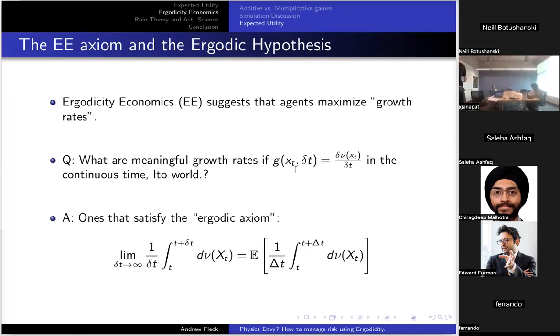And of course, that was in a discrete world. I prefer to work in the continuous time world. So if we have our meaningful growth rate the same way, we should get what they call the ergodic axiom, as I've written here. So our time average should equal our ensemble average. If I have X, some stochastic process, this could represent my wealth, I should be looking for this nu where this is true. And what they claim is that this is actually how an agent will behave. This is actually what an agent will be maximizing over.